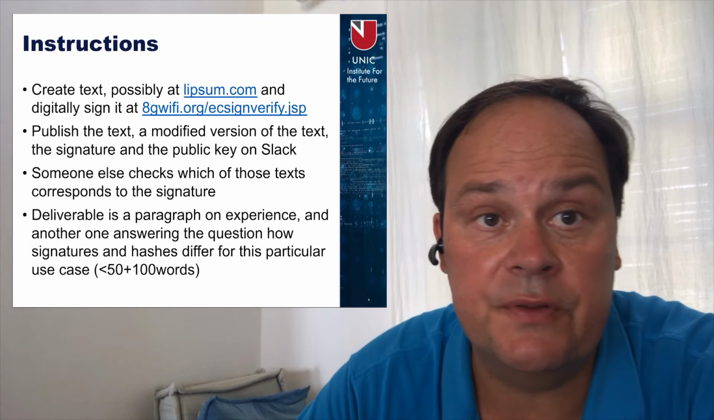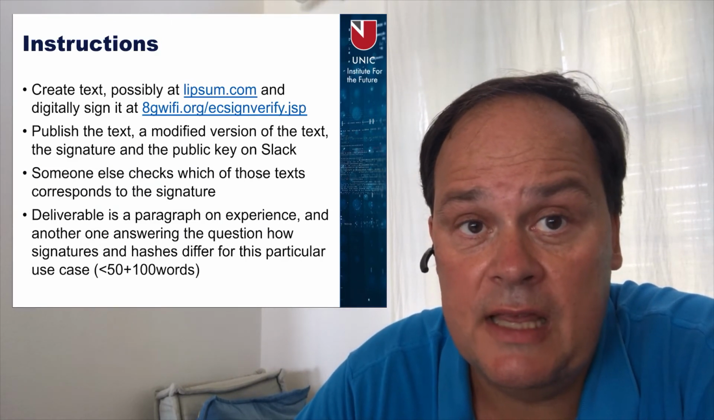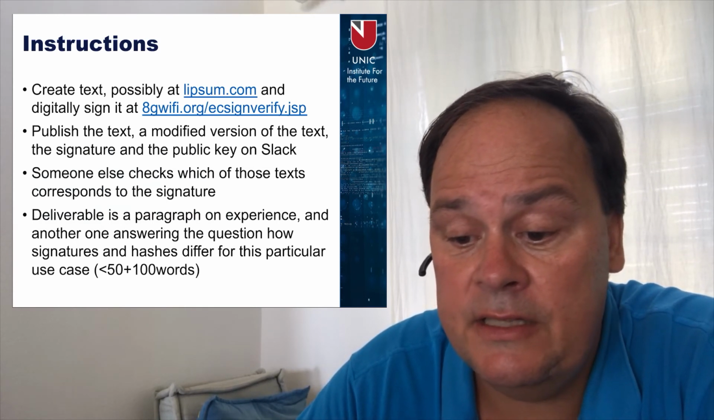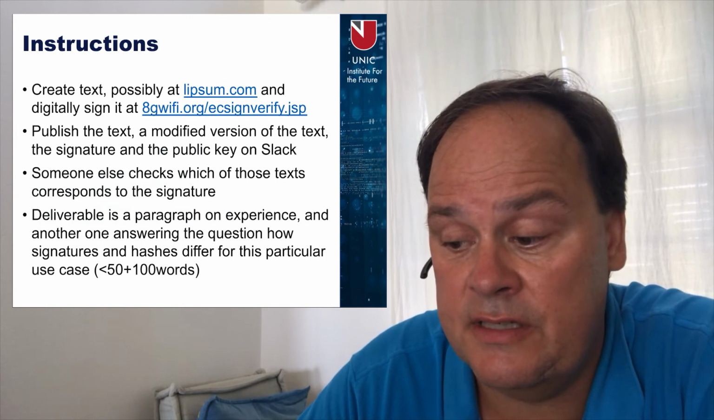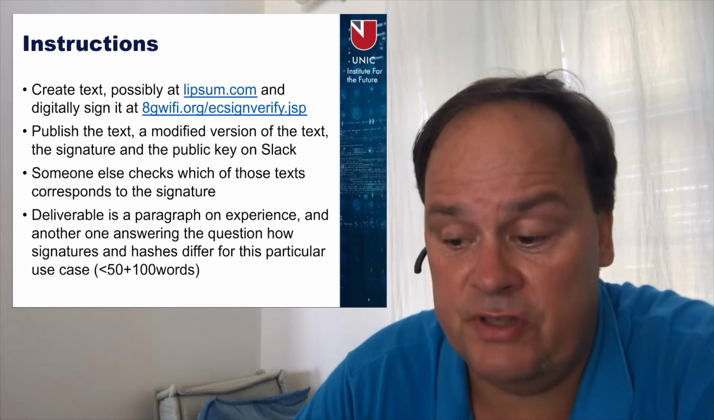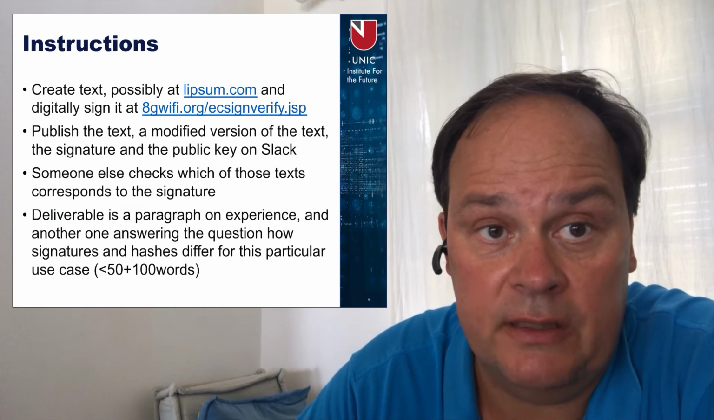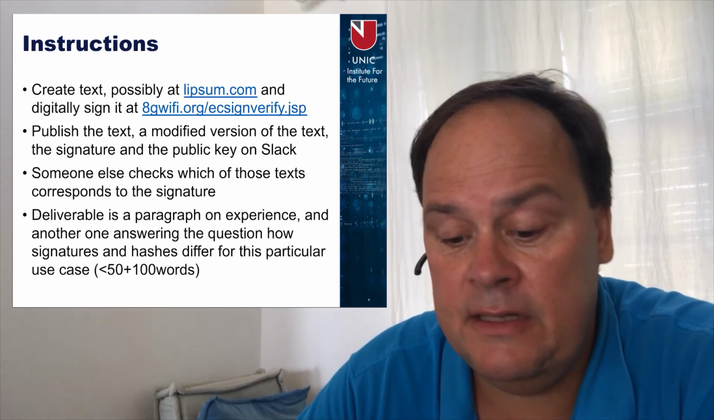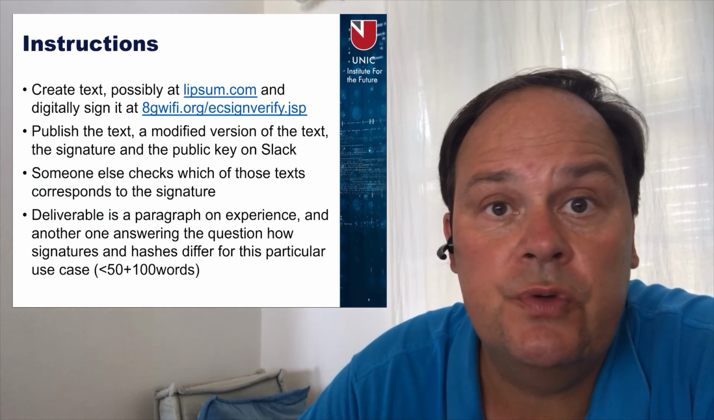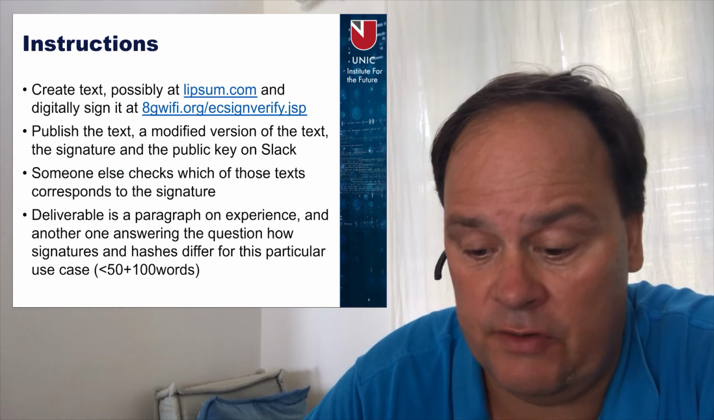All right, going back to this assignment. So what you should do is you should create some text, and you can do this with libsyn.com, or you can write something, and you digitally sign it over at ec-sign-verify-jsp at agwifi.org. And then on Slack, you publish the text, a modified version of the text, the signature, and the public key. All of this goes on Slack. And then someone else uses, again, agverify.org to check which of the texts has the correct signature.